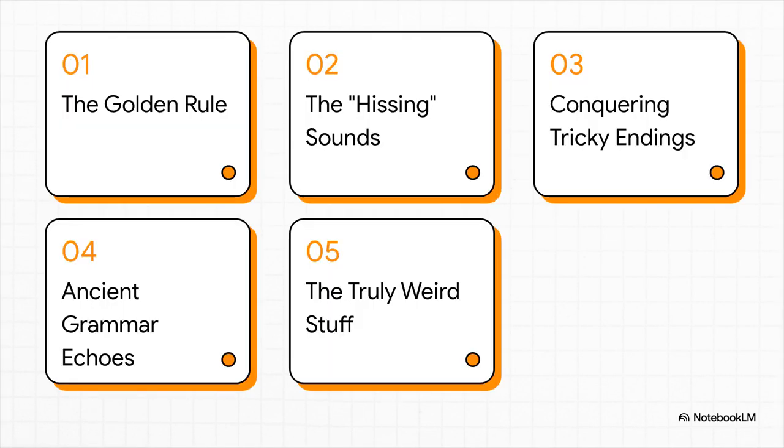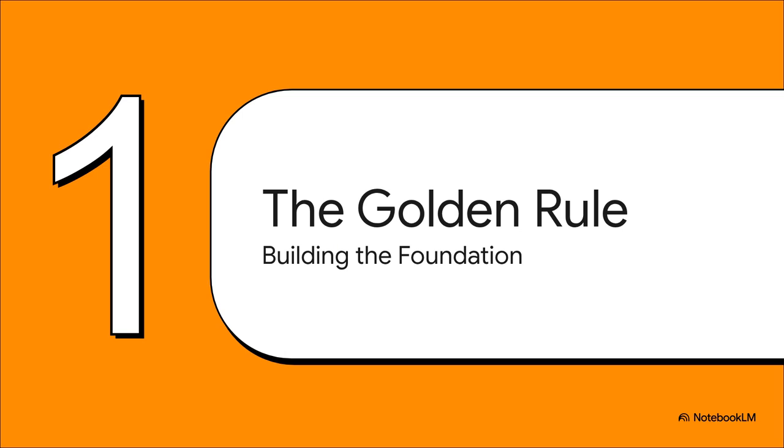So here's how we're going to do it. Think of it like building a pyramid. We'll cover these 5 areas, starting with the golden rule at the bottom, the big solid base, and then climb our way up, level by level, all the way to the truly weird stuff at the very top. All right, let's get started with that foundation.